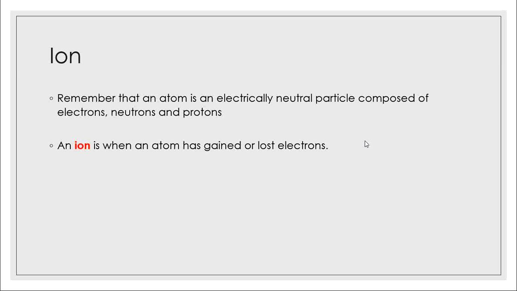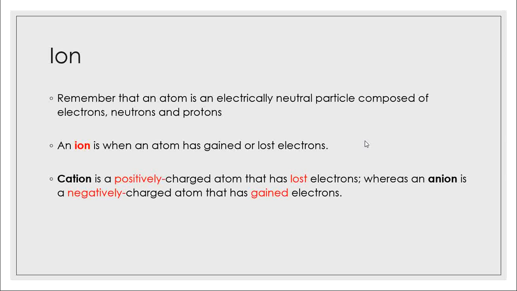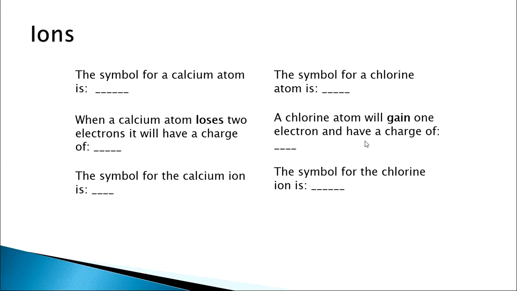An ion is an atom that gained or lost electrons, and we know these ions as cations or anions. A cation is a positively charged atom that lost electrons, whereas an anion is a negatively charged atom that has gained electrons. Previously, we talked about a neutral atom and we put a charge to it and changed it into an ion. So for example, calcium atom. We have the symbol Ca. When a calcium atom loses 2 electrons, it has a charge of +2, and so when you put the two together to make an ion, it's Ca2+.